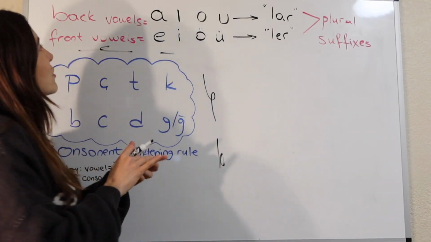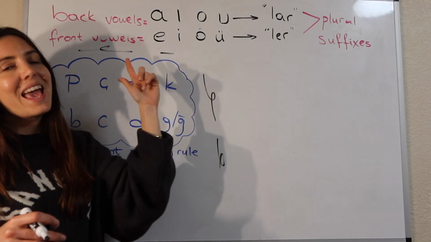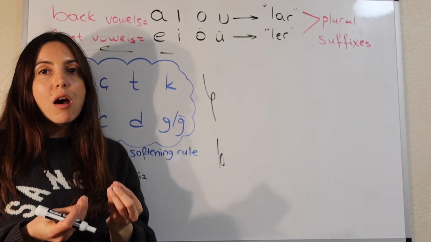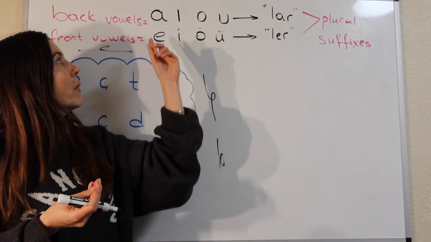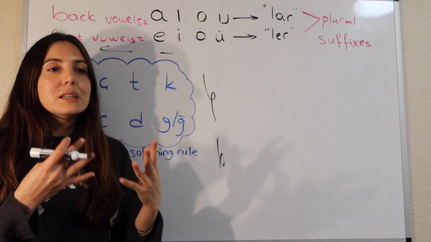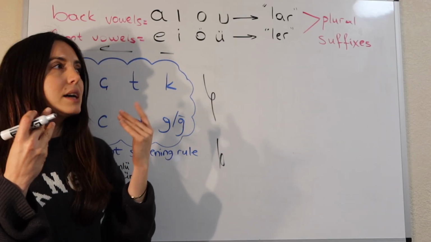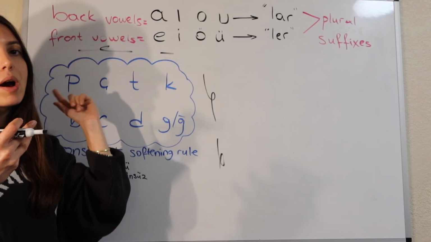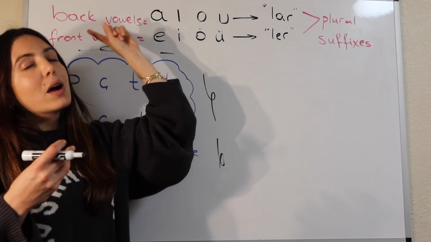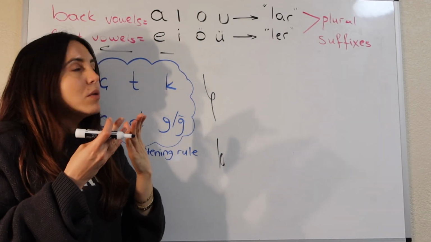And so we have our back vowels, a, ı, o, u, and front vowels, e, i, ö, ü. They are about where your tongue is located when you're saying these words in your mouth. And it really is about whether it's close to your lips or in the back of your mouth. That's what this is about, back and front vowels, okay? So a, ı, o, u are back vowels. E, i, ö, ü are front vowels.